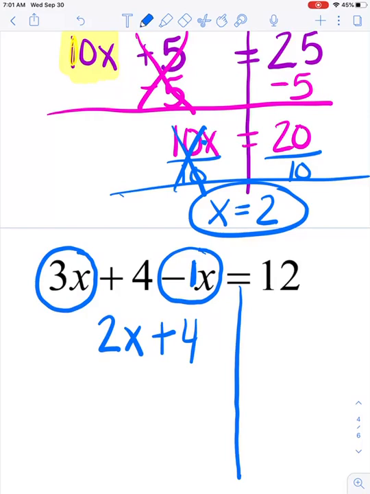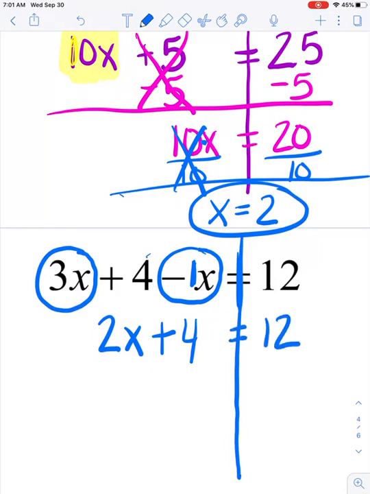plus 4. I can't combine the 4 and the 12 because they're on opposite sides of the equal sign. There's a big wall here. That's why I draw this line. We can't cross that wall and just do whatever we want. So we have 2x plus 4 is equal to 12.